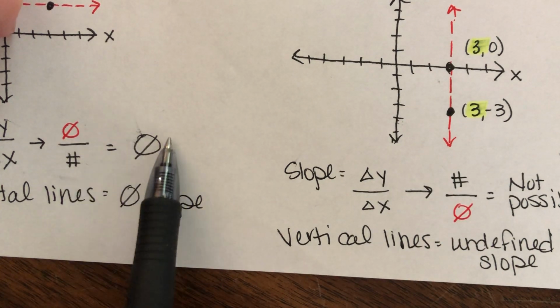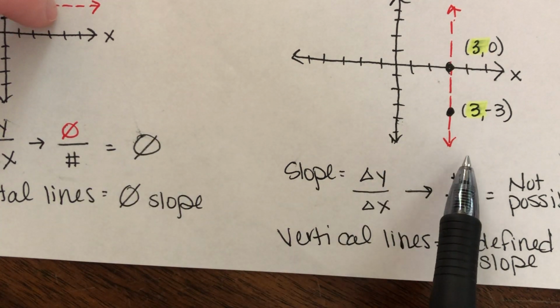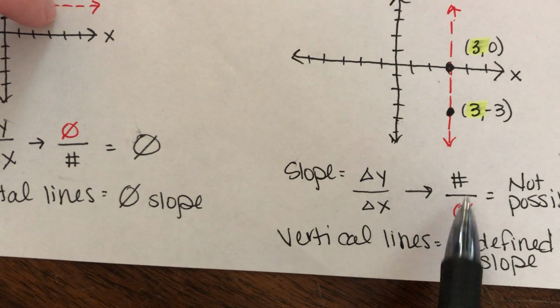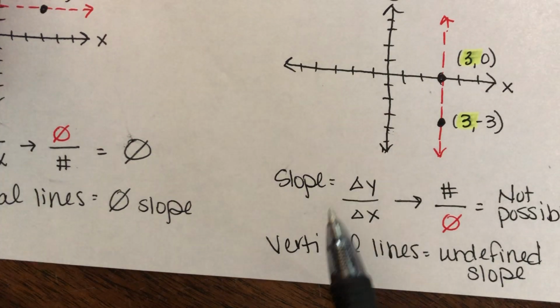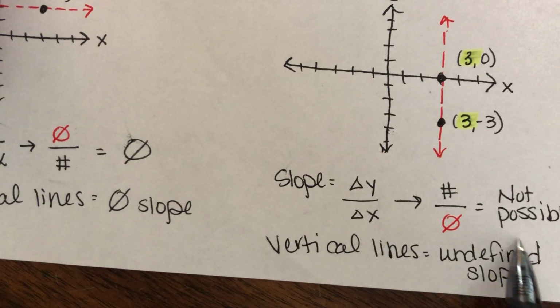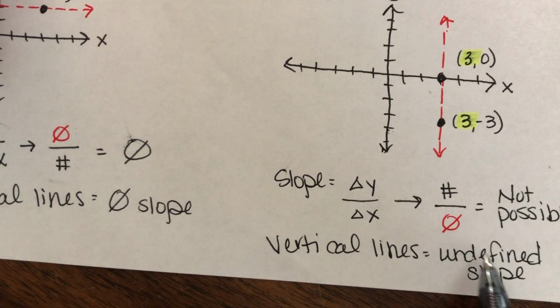0 divided by anything is 0. Something divided by 0, you can't divide something by 0. You could divide it by 1, and then it's itself, right? If I have 1 pencil and only 1 person is using it, 1 pencil divided by 1 person, it's just 1, right? I can't divide by 0. There's no such thing. So vertical line, the way we write the slope, it's not possible. So we say it's undefined, okay?